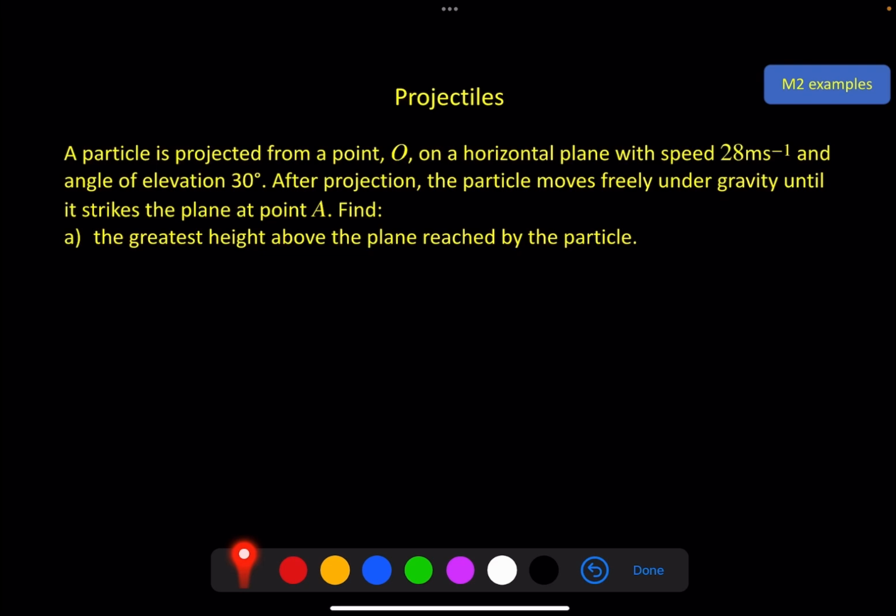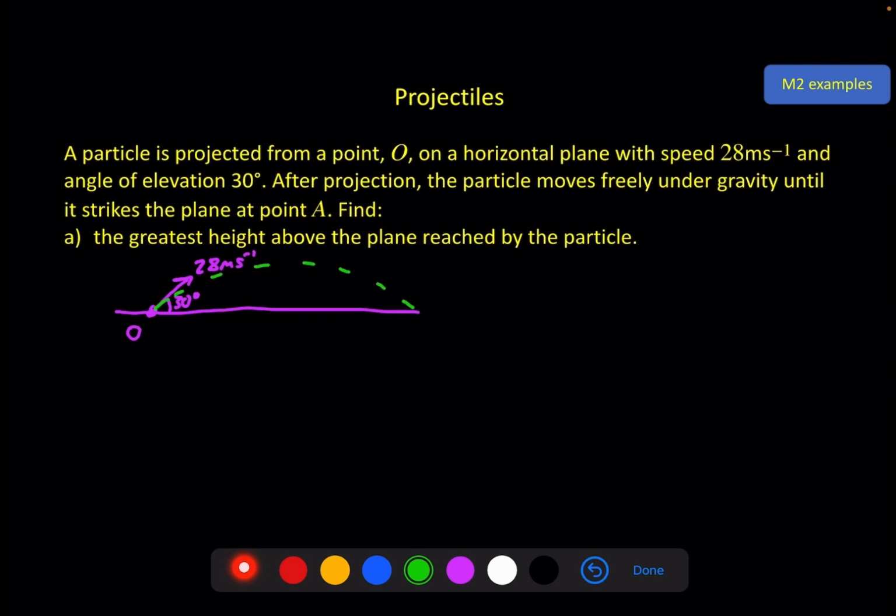The greatest height above the plane reached by the particle. Okay, so we've got a horizontal plane. Particle here at O is projected 30 degrees at 28 meters a second. And of course that straight arrow is just representative of the initial velocity. An instant after it has been projected, it is then on a parabolic trajectory. It comes down and hits the plane again at A.